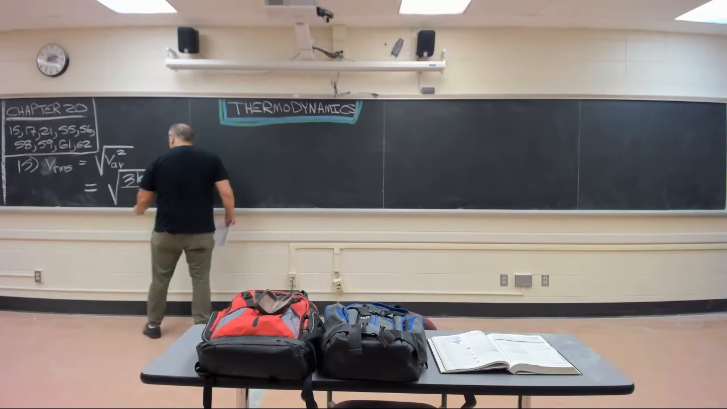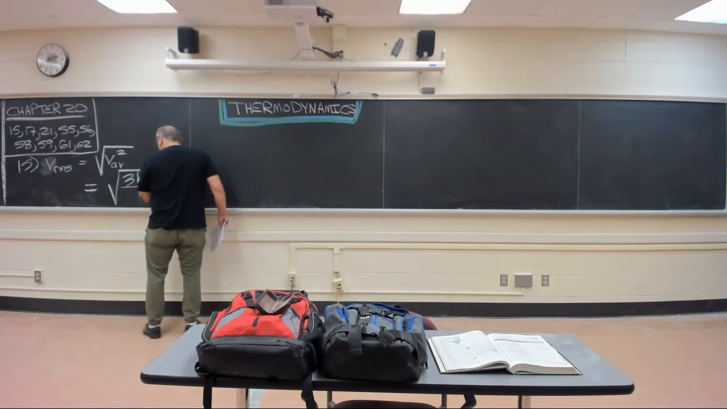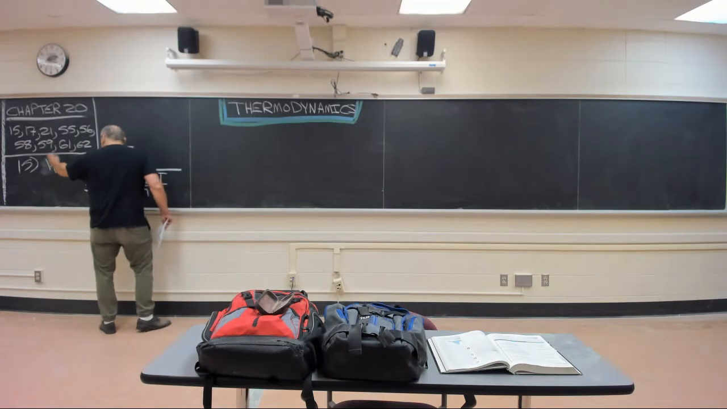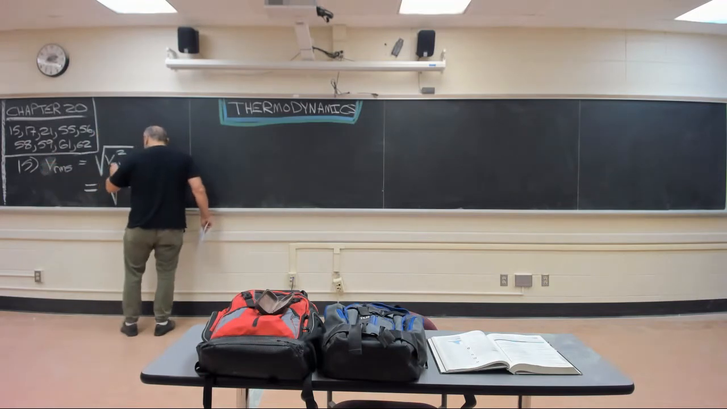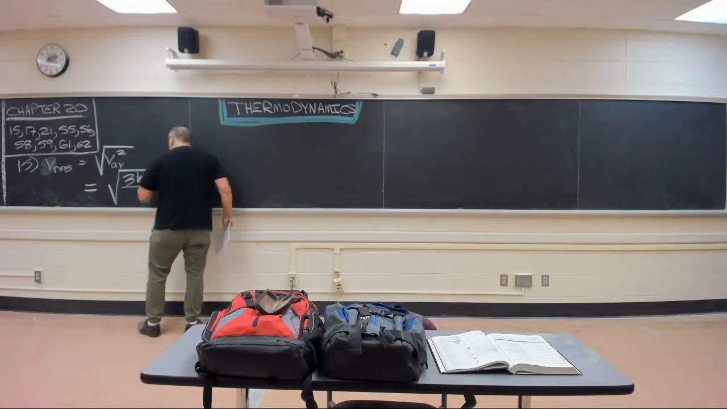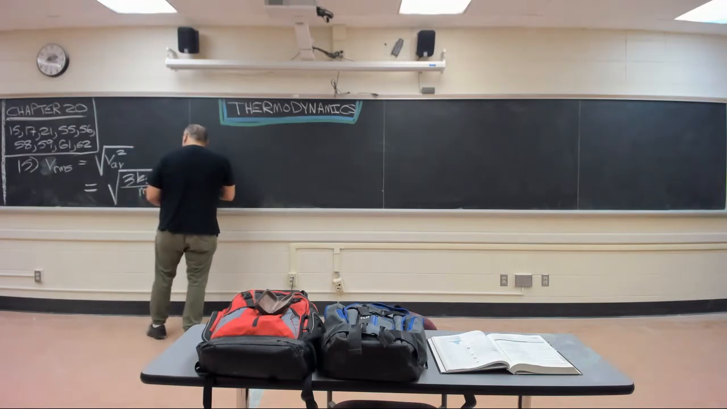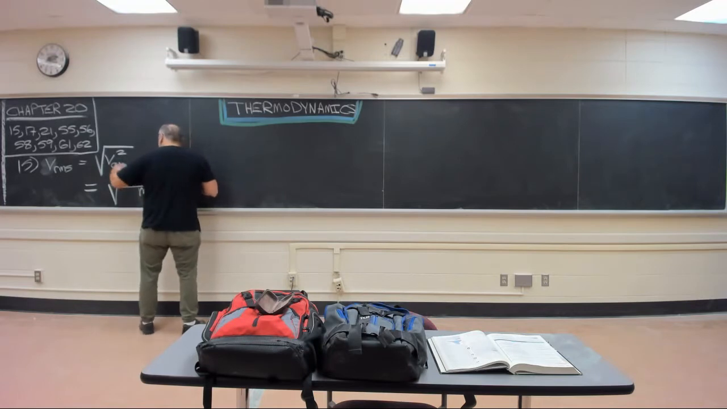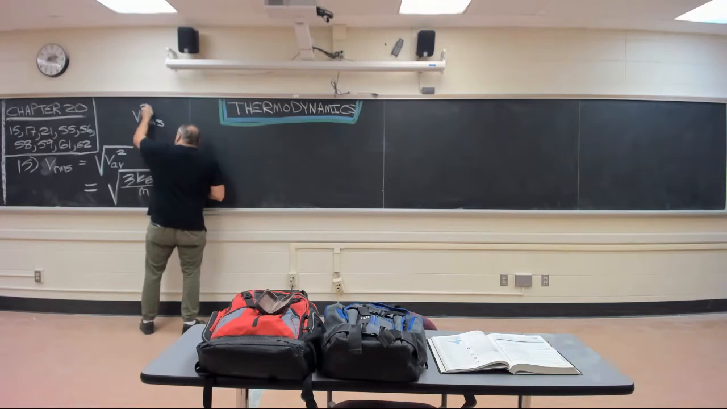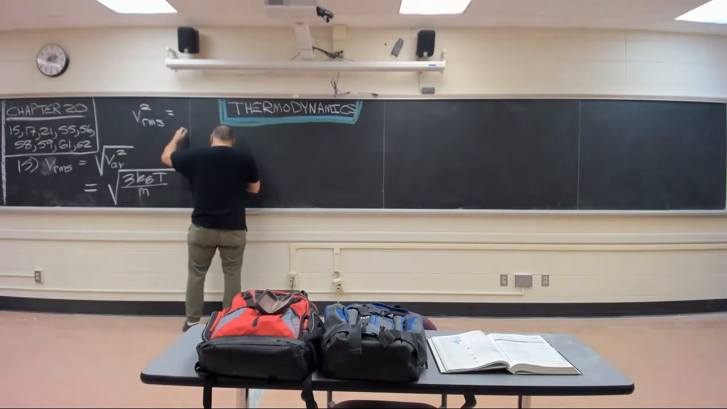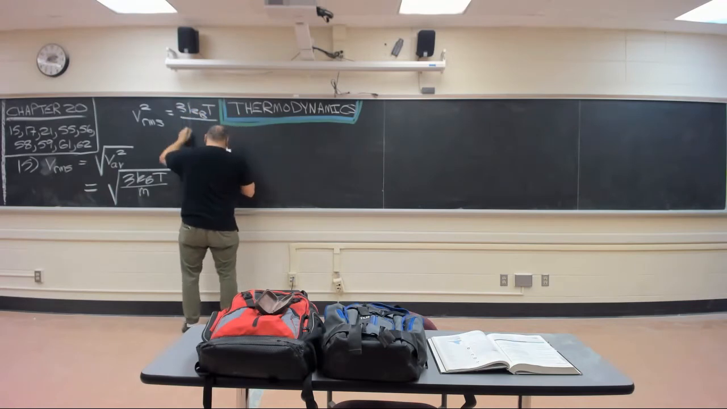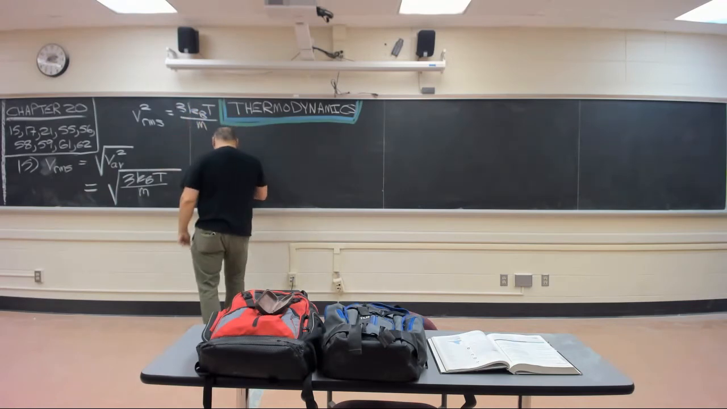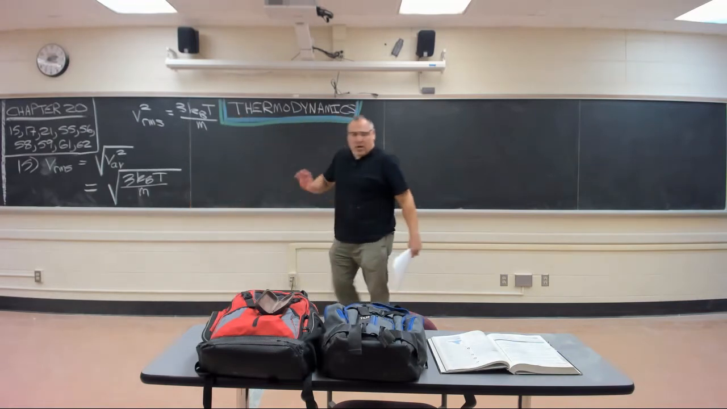If you take this whole quantity, square it, that's the same as squaring this whole quantity. Basically, you take this square-rooted quantity and square it, and you end up getting the V average squared, which is the VRMS squared, which is equal to 3 kBT over M.